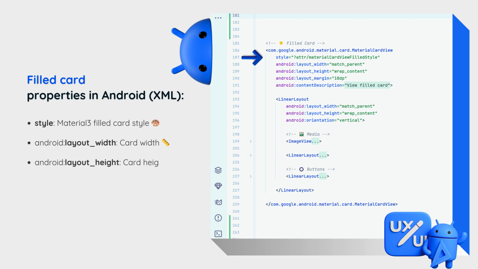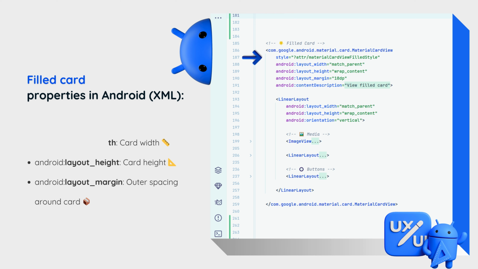Android layout width sets how wide the card appears. Android layout height controls the card's height on the screen. Android layout margin adds spacing around the card for better structure.